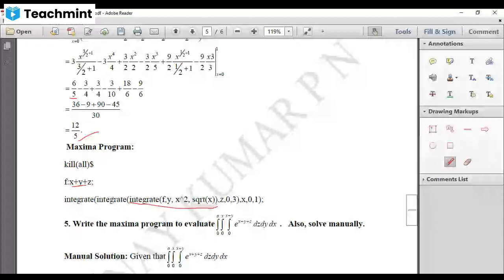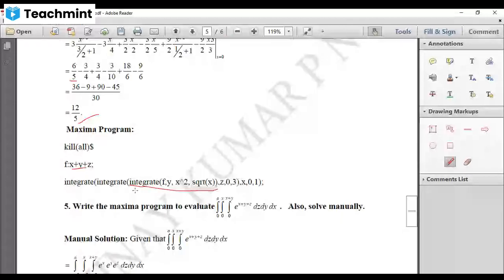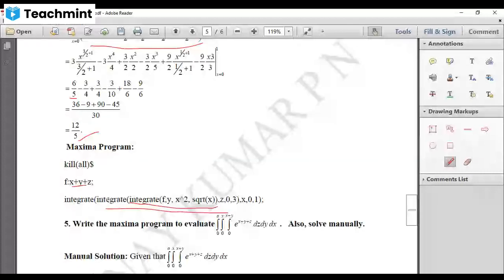That answer has to be integrated with respect to z. That is what we did. First, we integrated with respect to y and substituted the limits. Then we integrated that answer with respect to z. So integrate this answer, taking that one as a function, comma, z variable, comma, limit is from 0 to 3. Now you have to integrate this answer with respect to x. So take the bracket, that answer, comma, x is the variable, comma, 0, comma, 1. That gives you the final answer, 12 by 5.